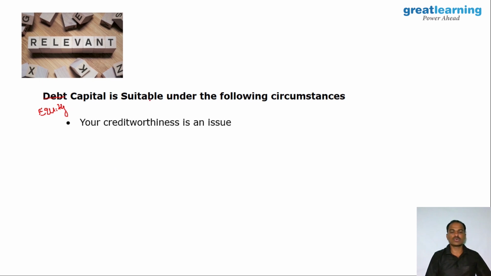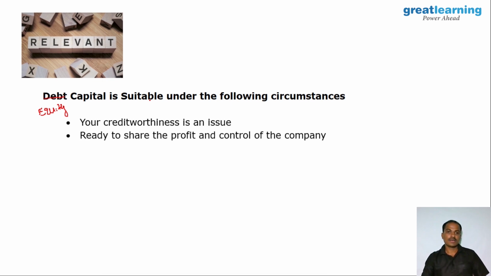Equity capital is suitable under the following circumstances. When the creditworthiness of a business is an issue, in that case the companies generally go for equity. When the business is ready to share the profit and control on the business, they'll go for equity funds. The company is ready to share the profit and they're ready to share the control.